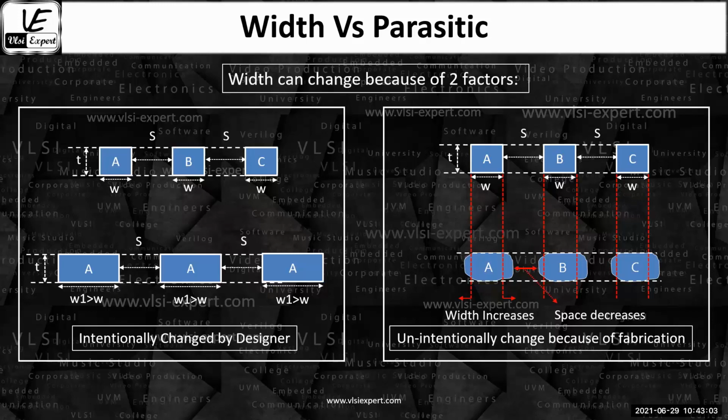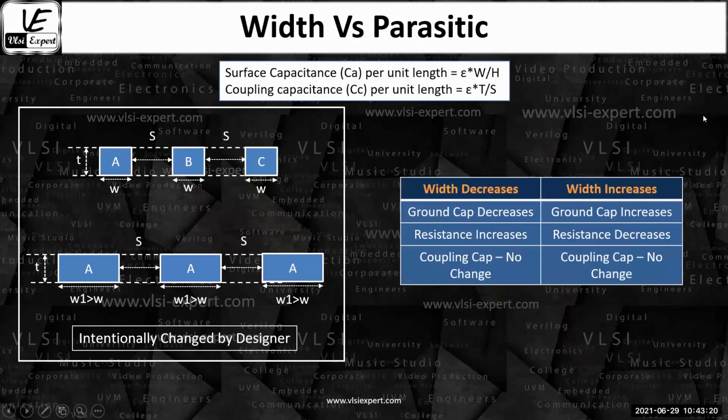So in this change, you as a designer are expecting that your final thing is going to be W, but now because of this, your width has increased or space has decreased. Now, try to understand how it is going to affect my parasitic width and capacitance, so try to see this. If it is intentional, you know very well. Now what is going to happen if your width increases or decreases?